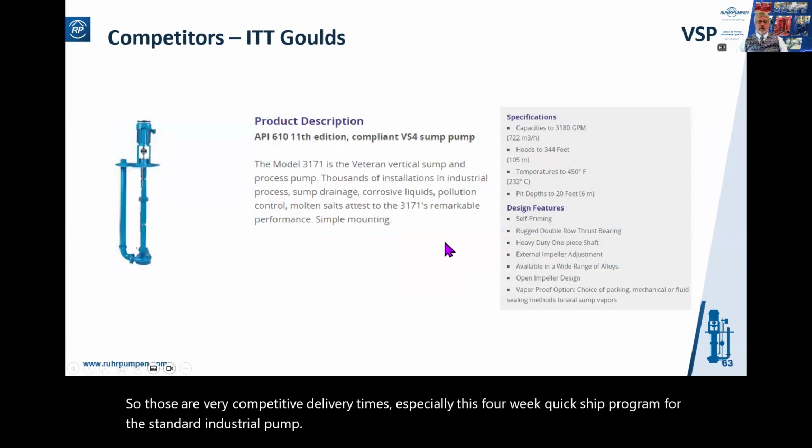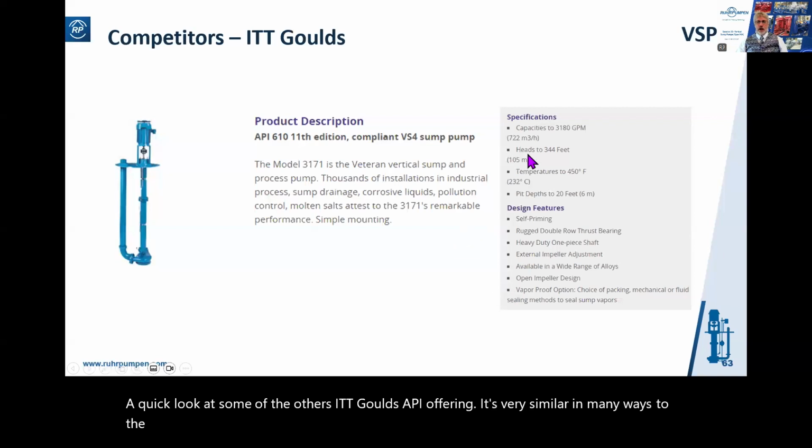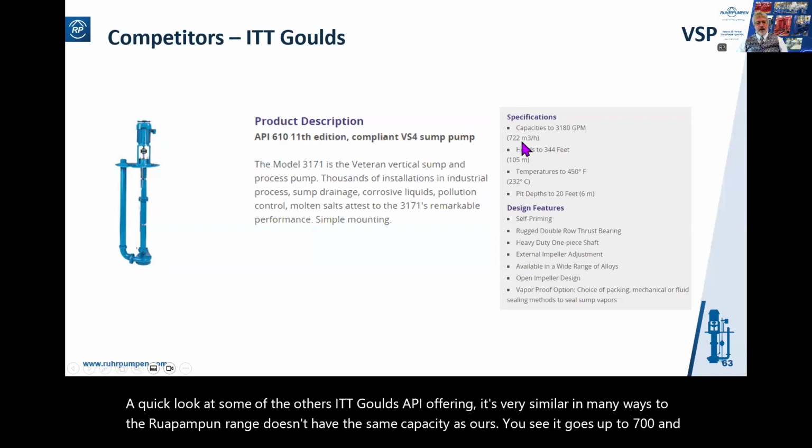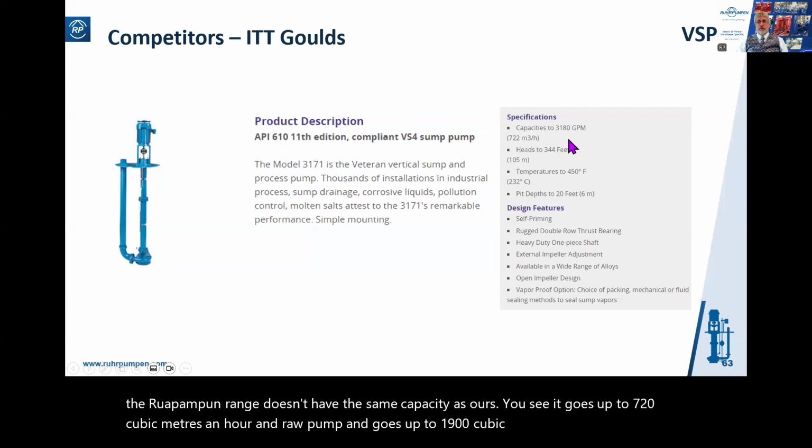A quick look at some of the others. ITT Goulds' API offering. It's very similar in many ways to the Ruhrpumpen range. Doesn't have the same capacity as ours. You see it goes up to 720 cubic meters an hour, and Ruhrpumpen goes up to 1900 cubic meters an hour. But many of the same options.